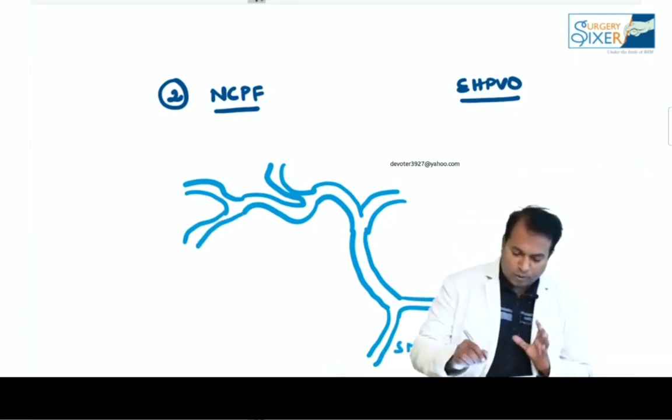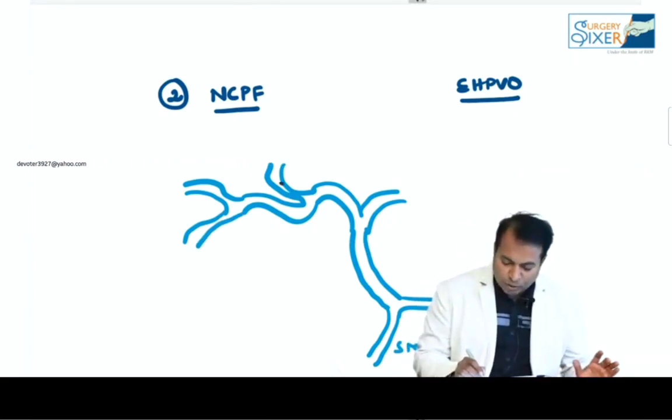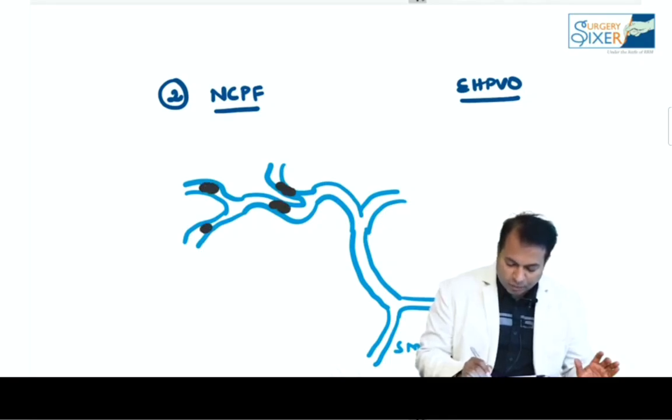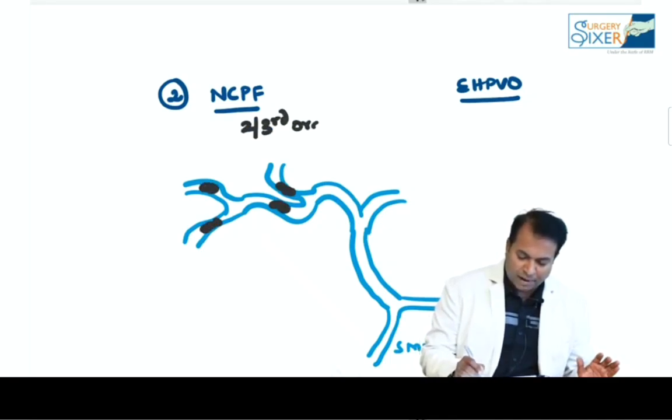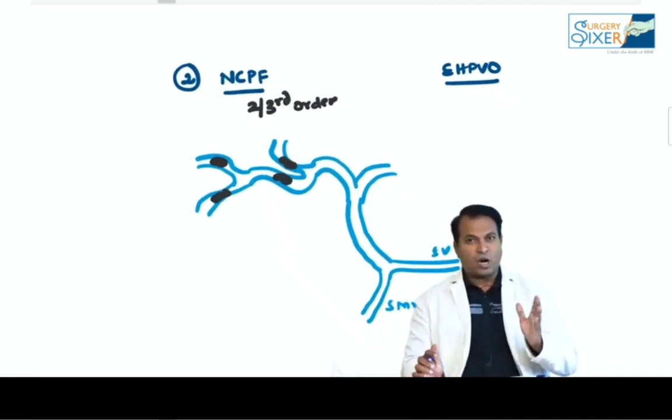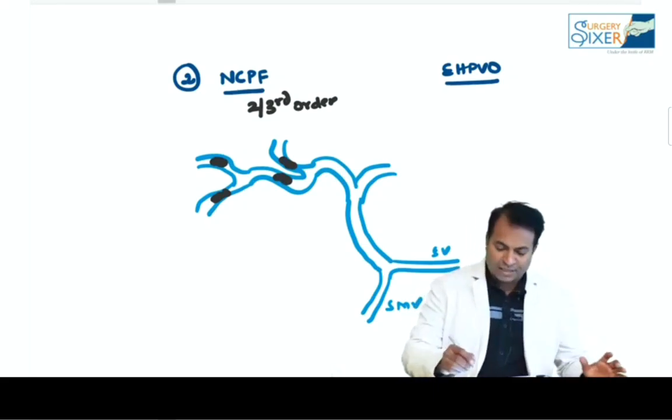So non-cirrhotic portal fibrosis is a condition in which the second order portal vein is fibrosed. Second order and third order portal veins are obstructed. Please remember, second and third order branches are obstructed. That is known as NCPF. The second order and third order branches are compressed or fibrosed. It is known as non-cirrhotic portal fibrosis.